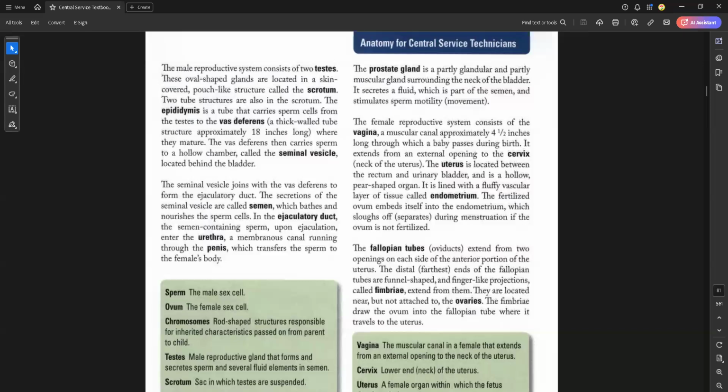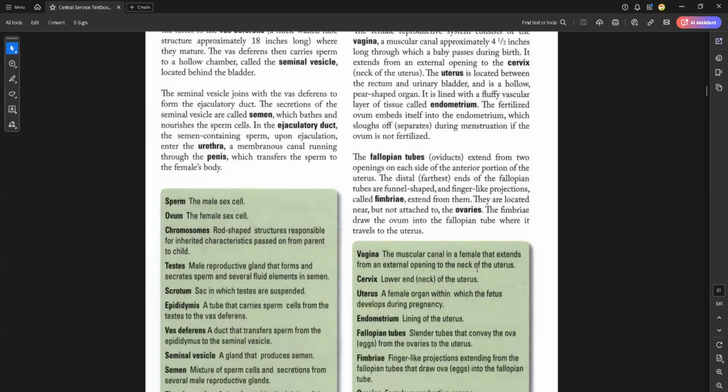Now, the female reproductive system consists of the vagina, a muscular canal approximately 4.5 inches long, through which a baby passes during birth. Normally, as I said, I like to jump over this because I know everybody at this level knows about this. It's not something so unique. So let's go down, please.